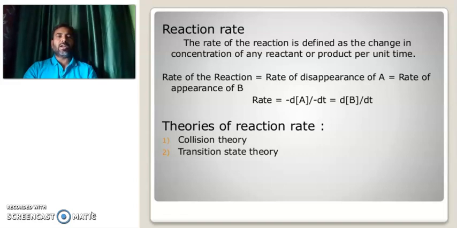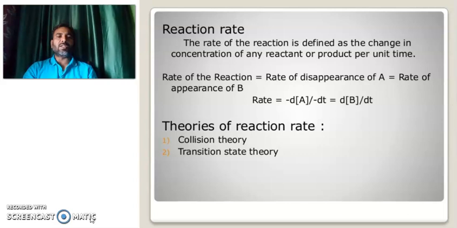Today in this video, I am going to talk about reaction rate. So what is the reaction rate? The rate of reaction is defined as the change in concentration of any reactant or product per unit time. So rate of reaction is equal to rate of disappearance of A is equal to rate of appearance of B. So rate is equal to minus d[A]/dt is equal to d[B]/dt.